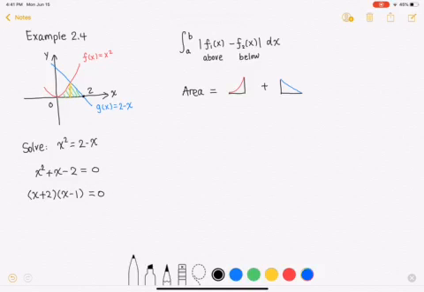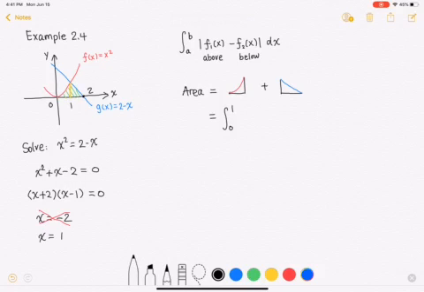So that's two solutions, x equals -2 and x equals 1. But if you go back to the original question, the region shaded in green is from 0 to 2. So what it means is that we don't need to consider this point, just x equals 1. So what it's telling us is that this is 1. That's when they intersect. So to find the area, we take the integral from 0 to 1.